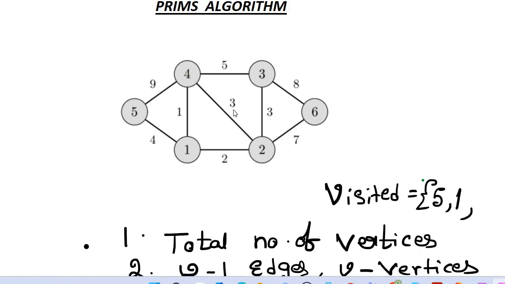So least value is 3, but before including the edge 4 to 2, let us check whether there is any edge with least value, that is less than 3. Here less than 3 is 2. 1 to 2, I have 2. And 4 to 1, I have 1, which is less than 3. But I have already included it in the graph. I am excluding it. 1 to 2, the value is 2, which is less than 3, so I can include it.